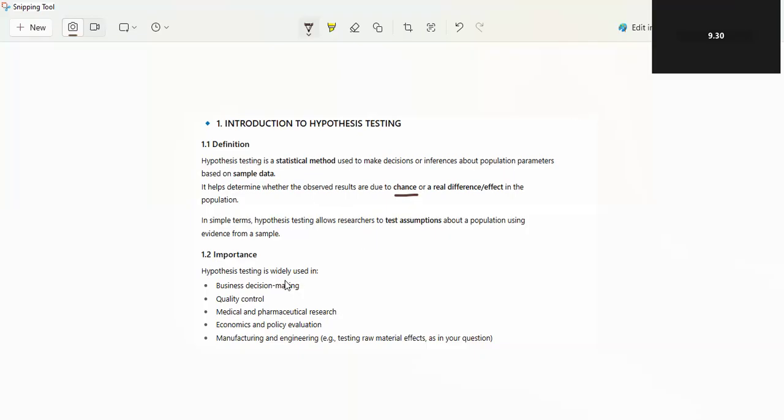It's important for making business decisions, quality control, for medical and pharmaceutical research. It is there for economic policy evaluation, manufacturing, and engineering. That is what hypothesis testing really in its applied context is all about. All right. So these are the main areas that we must consider.